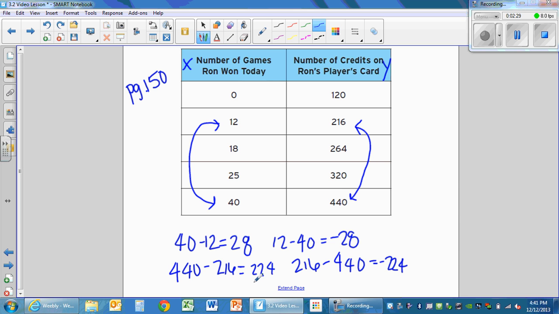Step 3 then is to write a rate to compare the change in the dependent to the change in the independent variable. So you're always going to have your dependent on the top and your independent on the bottom.